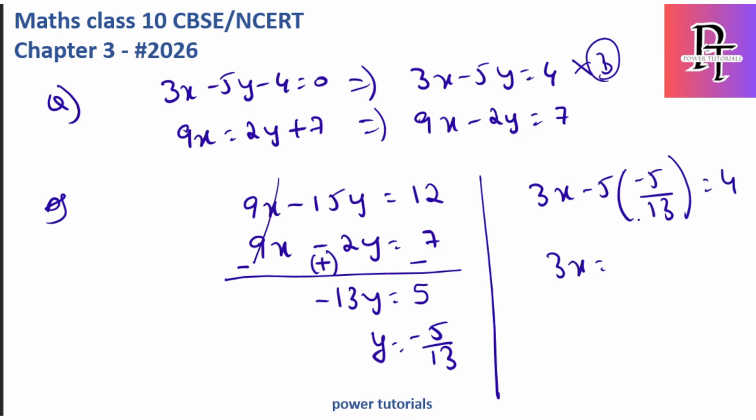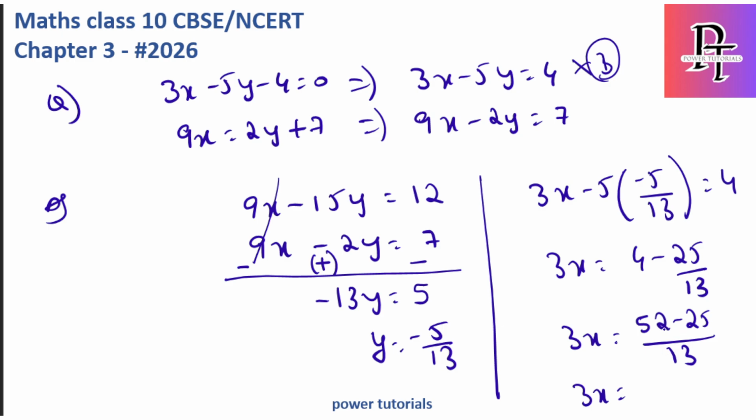So 3x is equal to this, minus into minus is plus. But if I move it to the other side, it becomes minus. So it is 4 minus 25 by 13. So 3x is equal to, 13 4s are 52, minus 25 by 13. So 3x is equal to 27 by 13, or 3 1s are 3, 3 9s are 27. So I got the x value as 9 by 13. So the final answer is 9 by 13 comma minus 5 by 13.